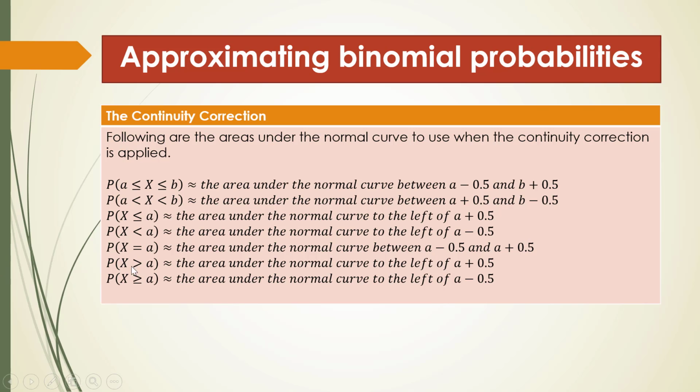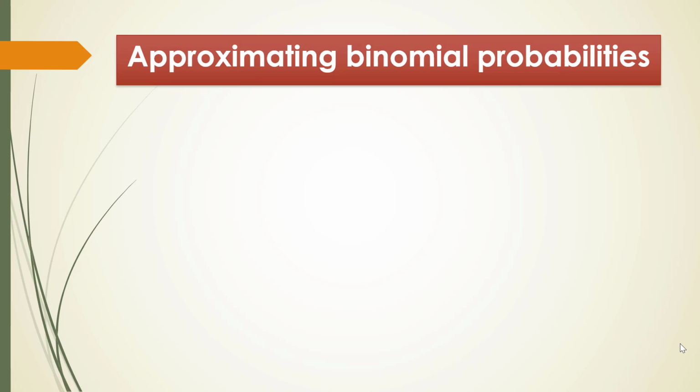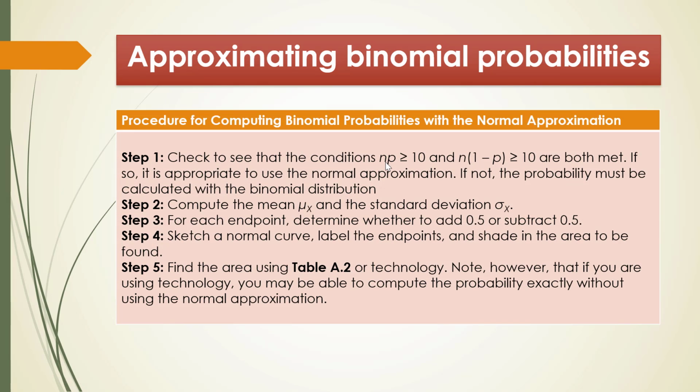Next, the probability that x is strictly greater than a is approximated by the area under the normal curve to the right of a plus 0.5, and the probability that x is greater than or equal to a is the area under the normal curve to the right of a minus 0.5. So that's how the continuity correction works. Now let's take a look at the procedure for how to approximate binomial probability using normal approximation.